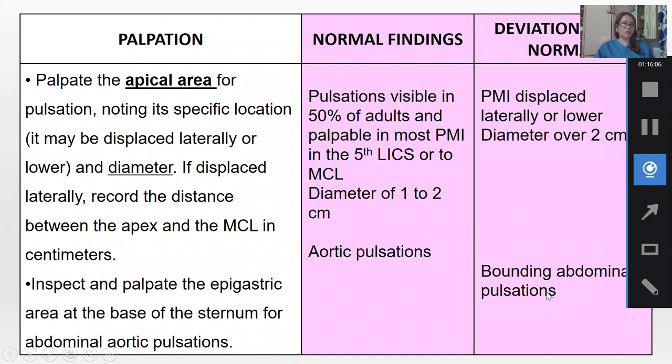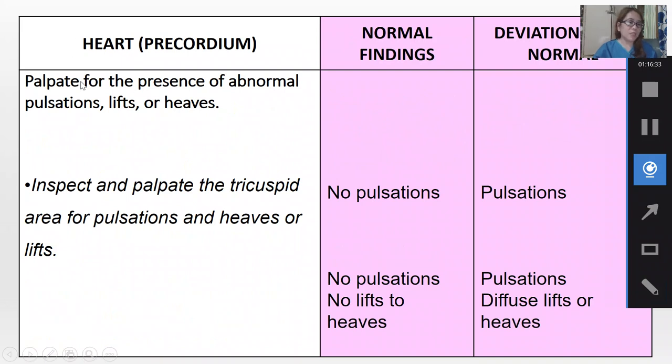So, makikita mo dito sa epigastric area na parang may pumipitik-pitik. Ito yung nakakatakot kasi sa probinsya, sa Bisaya, we call it kabuhi. So, hinihilot nila yan, which is hindi pala siya dapat kasi that is abnormal. Ibig sabihin may malakas na pressure dyan. Mataas ang pressure sa iyong blood vessels dyan. So, kapag mataas ang pressure, tapos hinilot mo pa, it might cause rupture or aneurysm. Okay? Palpate for the presence of abnormal pulsations, leaves, or heaves.